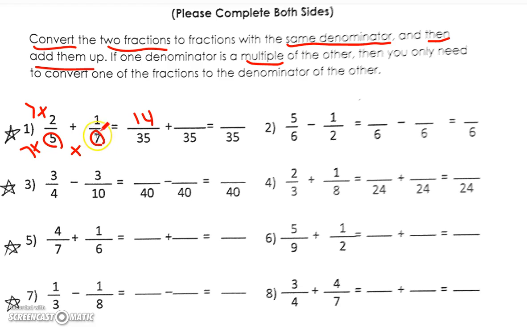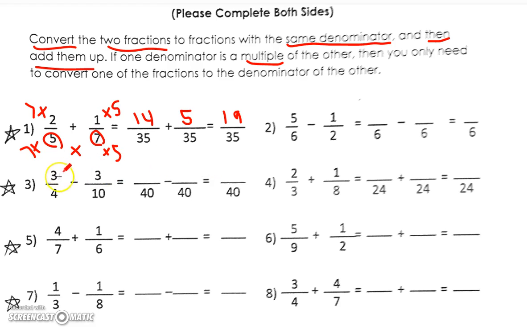Now I'm going to do the same thing on the other side. I multiplied the 7 down here times 5 to make 35. Again, whatever I do to the denominator, I also do to the numerator. So I'm multiplying 1 times 5, which is 5. So that's going to be 5/35. If you recall, we keep the denominator the same when adding fractions. So all I need to do now, this is the easiest step, is add our numerators, our top numbers. 14 plus 5 is 19. So our final answer is 19/35.